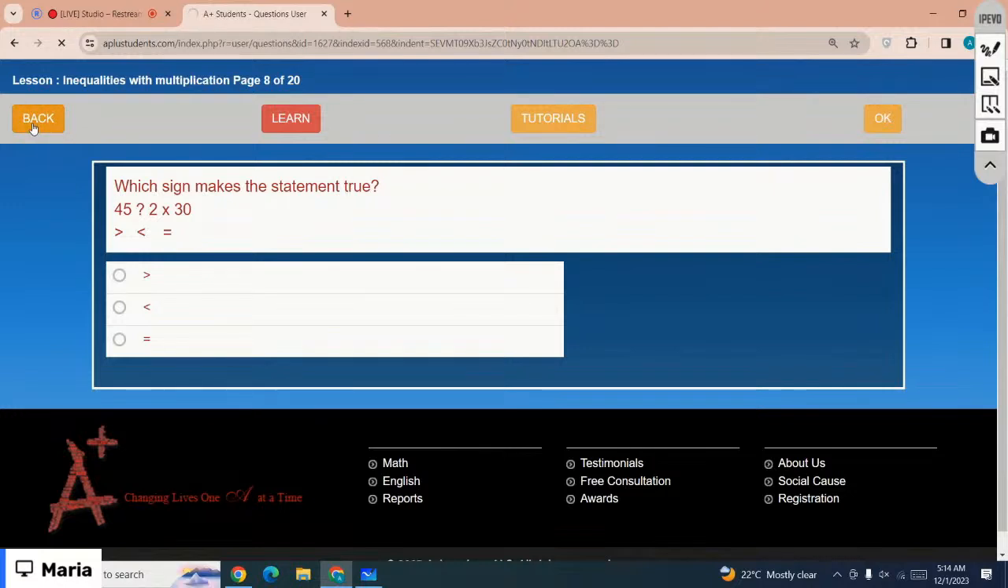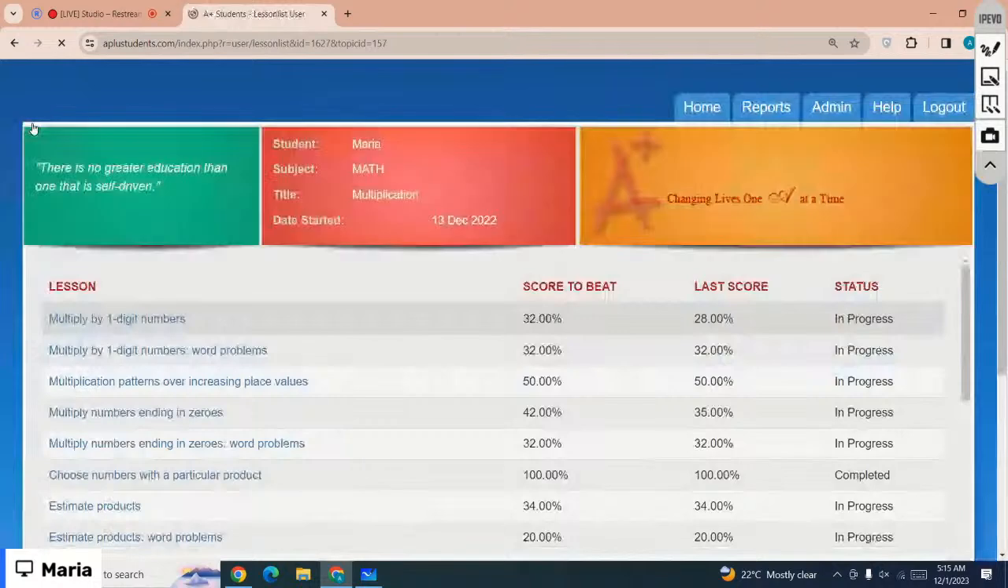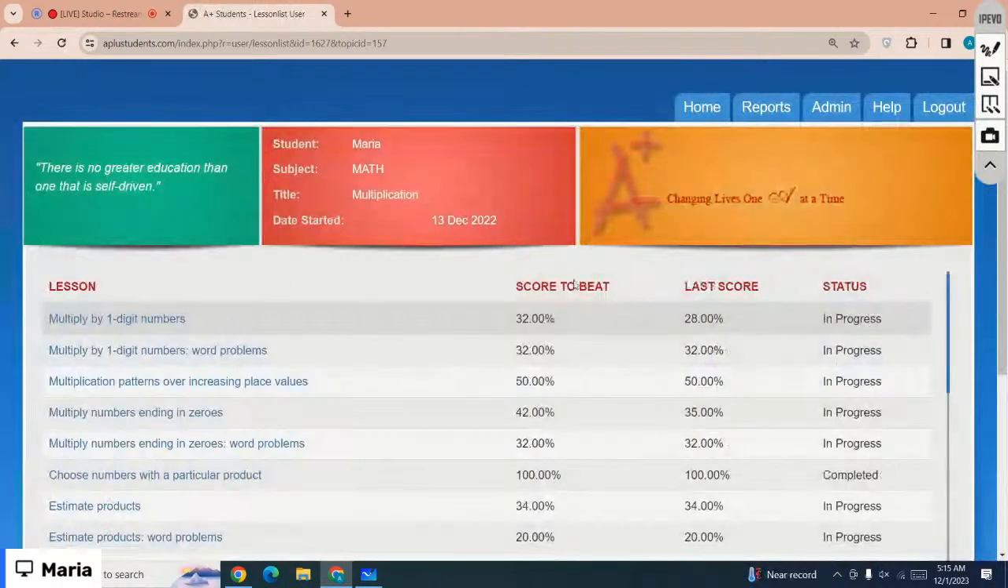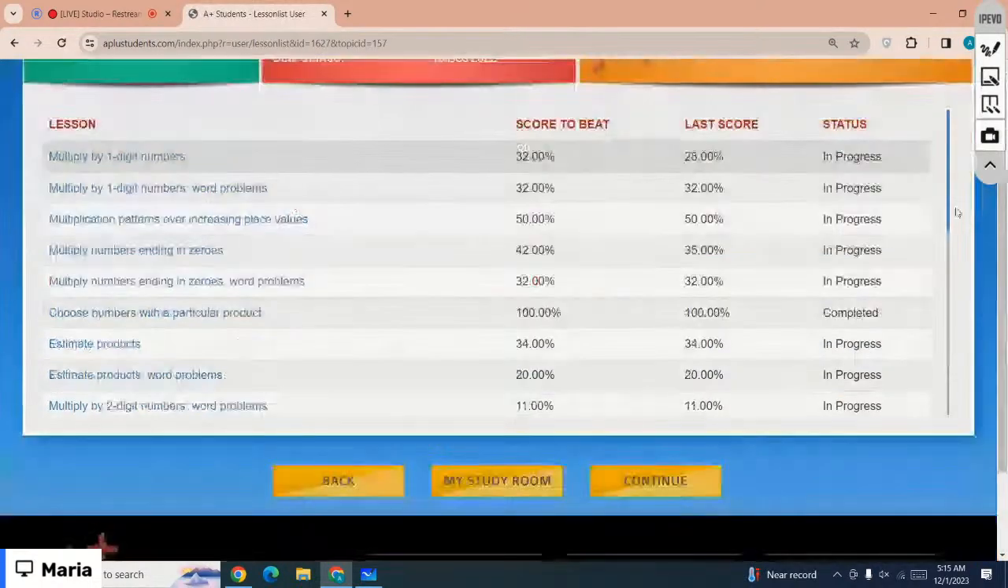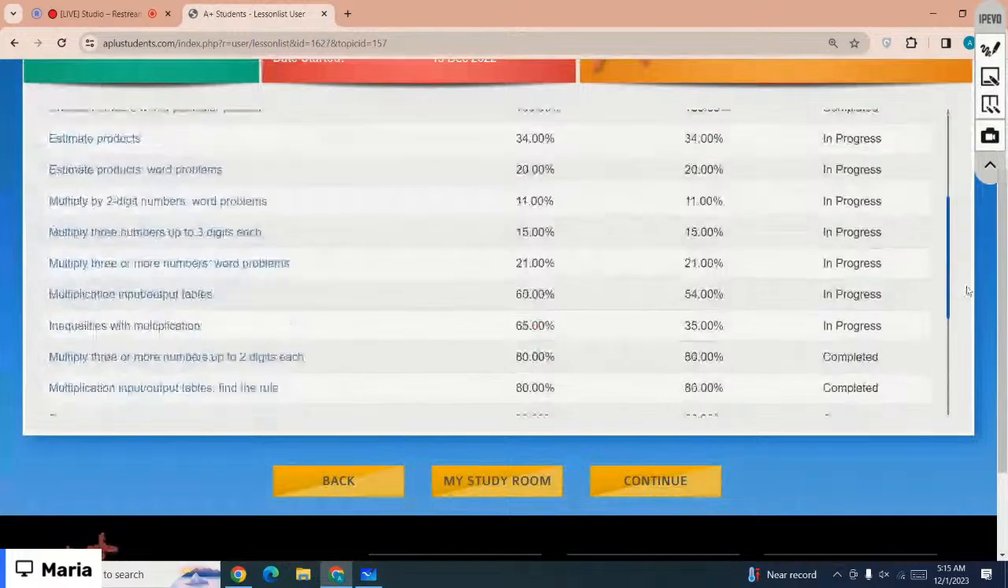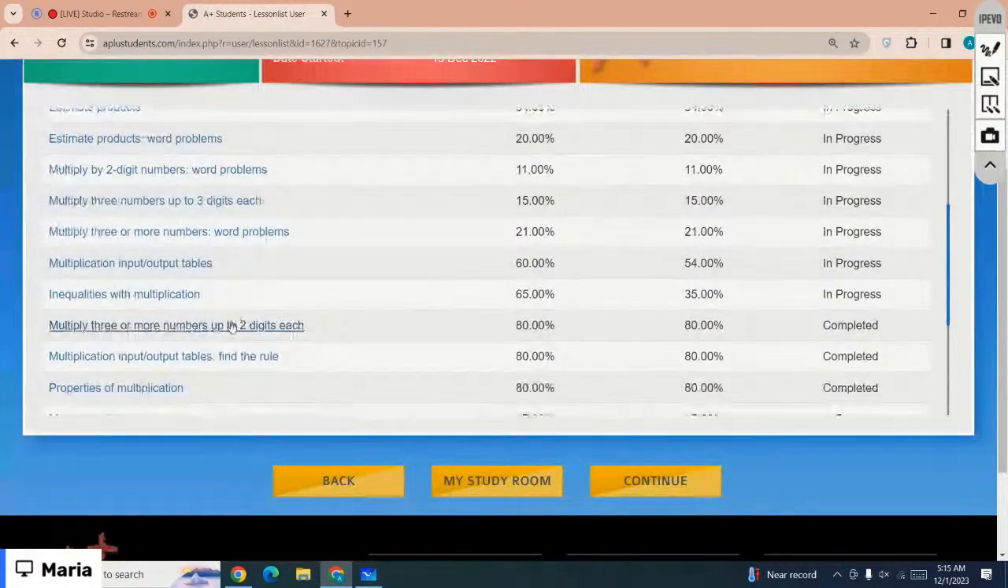The next lesson is, yes, very good. That would be option one. Okay, let's just move on to the next lesson. The next lesson is multiply three or more numbers up to two digits each.